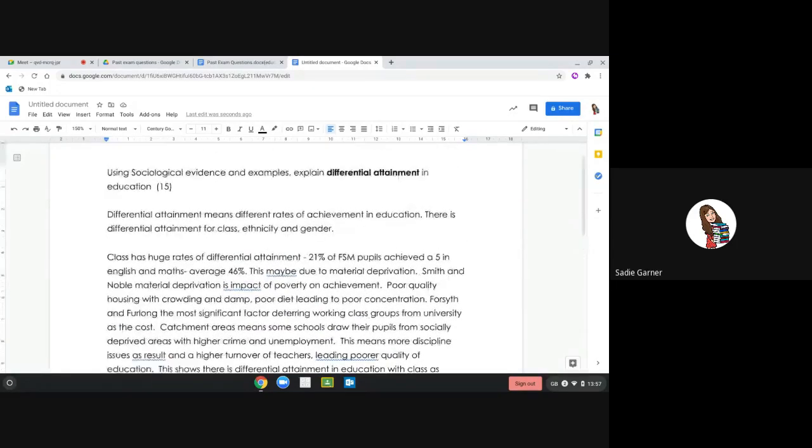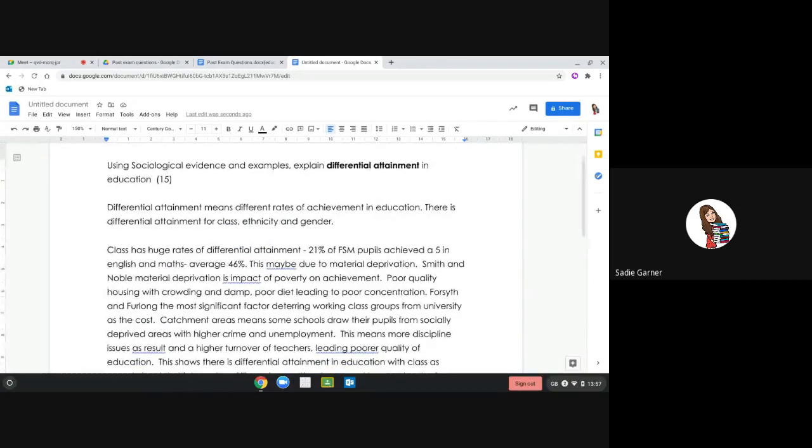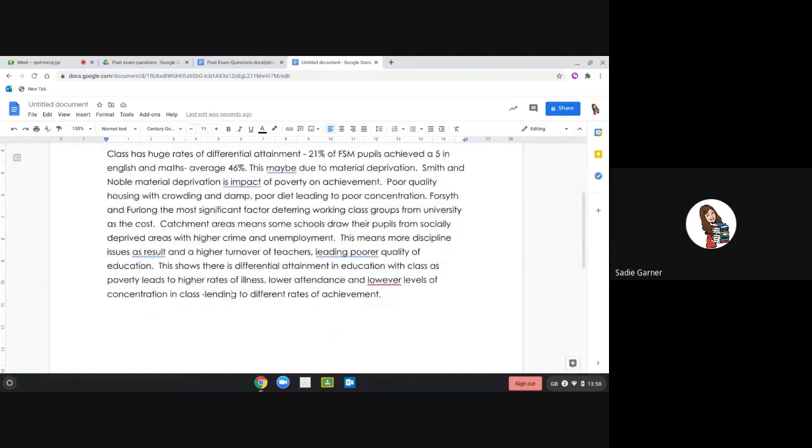You could, if you wanted to, do language instead. You could do labelling instead. This question is beautiful. It's incredibly broad. It just says explain, give evidence and examples and explain differential achievement or differential attainment. So for my class one, I'm going to do material deprivation. It's got nice range. I also think it's got some really good valid points to raise. Paragraph 2 is going to be ethnicity. And for ethnicity, I'm going to do institutional racism because I've got 3 sociologists. And again, I think it's really compelling and I can draw out some really good this shows.